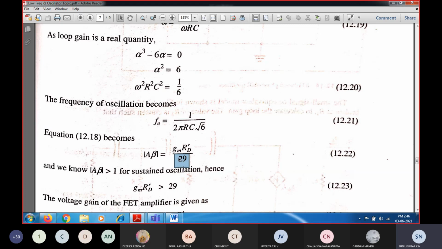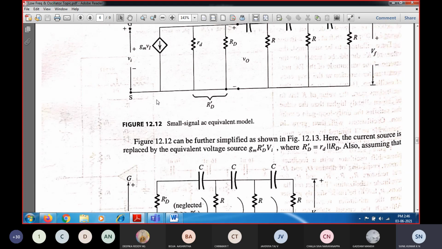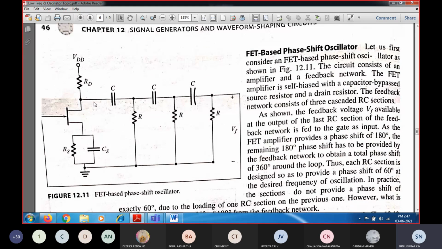So this 29 indicates what? This is nothing but the gain of the feedback network. So the gain of the feedback network is what? 1 over 29. Whatever the amplifier output is, that is the output voltage you are going to get over here. The amplifier has a gain of minus gm into RD dash. So this output will get reduced in amplitude when it comes over here, by a factor of 29.